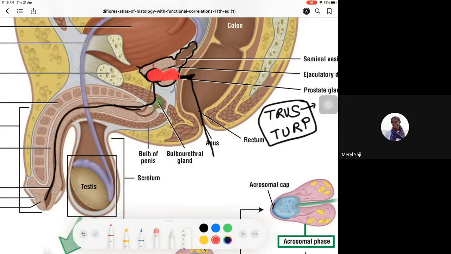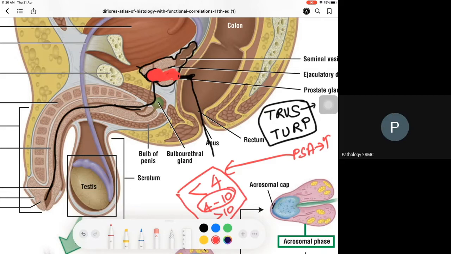Another important thing you have to remember is the PSA level. PSA level is high in cancer and it is normal or moderately high in benign prostatic hyperplasia. The normal value is less than 4. 4 to 10, we don't know how to interpret it. And more than 10 favors malignancy. So these values you have to remember. Less than 4 benign, more than 10 malignant. 4 to 10 we don't know.